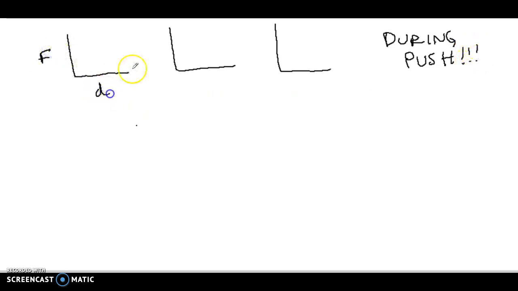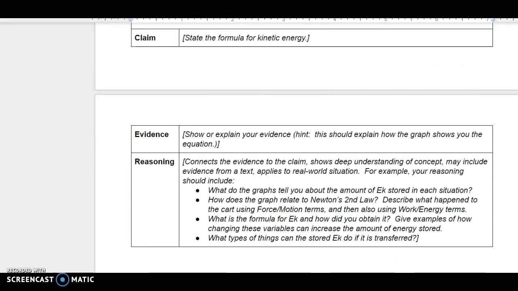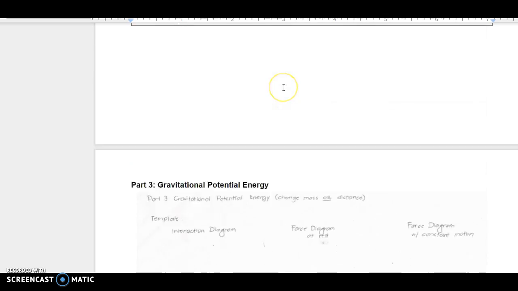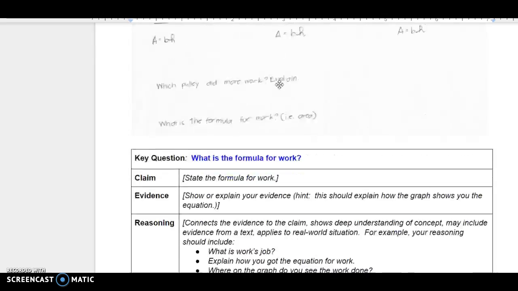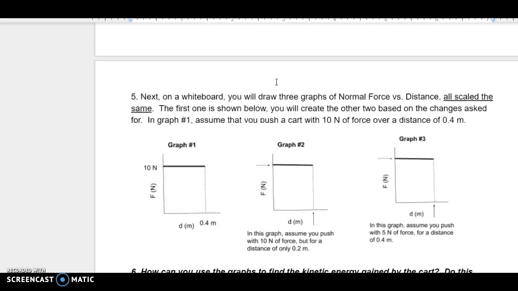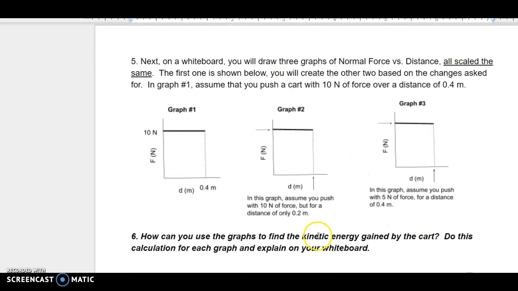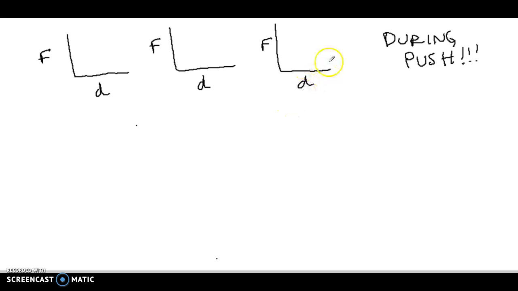Again, we're going to look at the force versus distance. Let me see what the numbers were. Okay, 10 and 0.4, 10 and 0.2, 5 and 0.4. Let's see if I can remember that. For the first one, let's assume that I push the cart with 10 newtons of force over a distance of 0.4 meters.